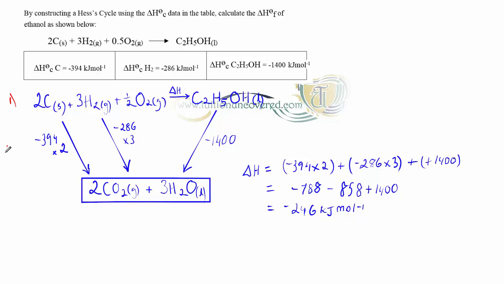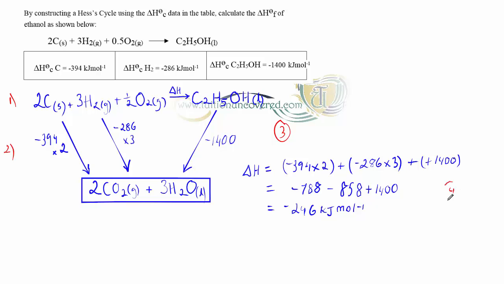To this, so that's the arrows with step 2. To this, in step 3, I then added the value for each arrow. Minus 394 times 2, the value for the combustion of carbon, minus 286 times 3, the value for the combustion of hydrogen arrow, minus 1400, the value for the combustion of ethanol arrow.